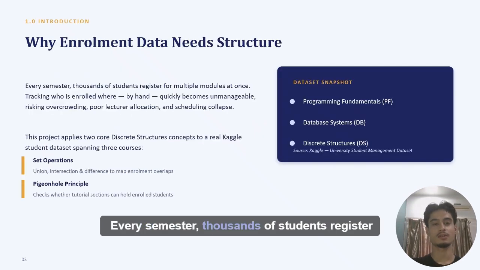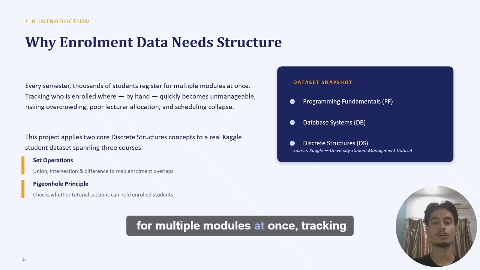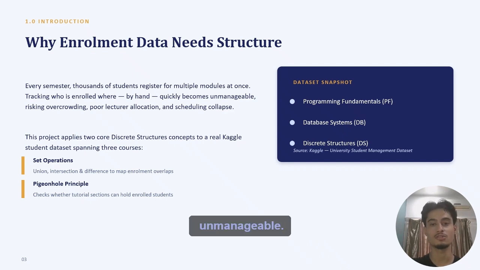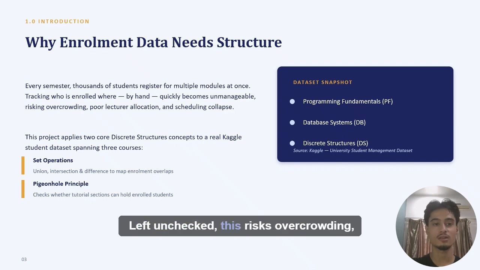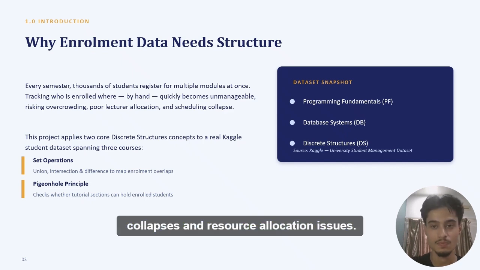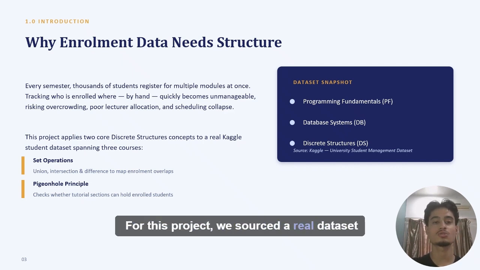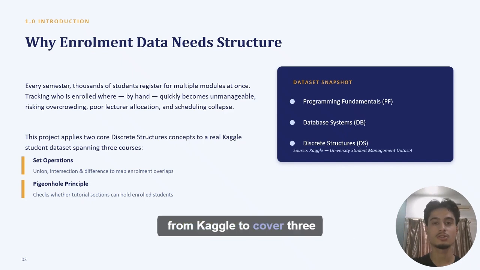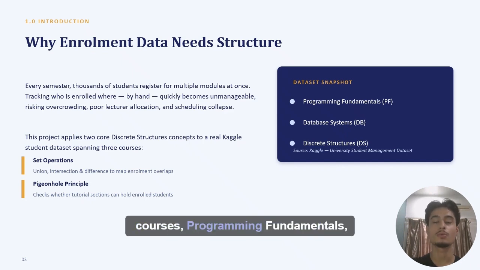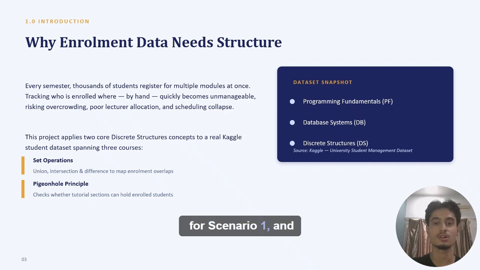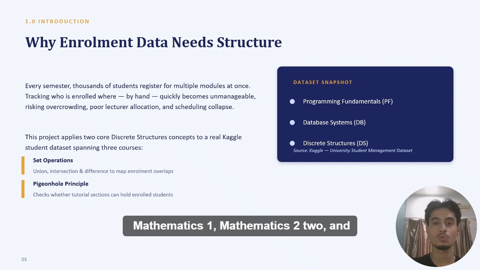Every semester, thousands of students register for multiple modules at once. Tracking who's enrolled where by hand quickly becomes unmanageable. Left unchecked, this risks overcrowding, poor lecturer allocation, scheduling collapses and resource allocation issues. For this project, we sourced a real dataset from Kaggle to cover three courses: Programming Fundamentals, Database Systems, and Discrete Structures for Scenario 1, and Mathematics 1, Mathematics 2, and Biology for Scenario 2.